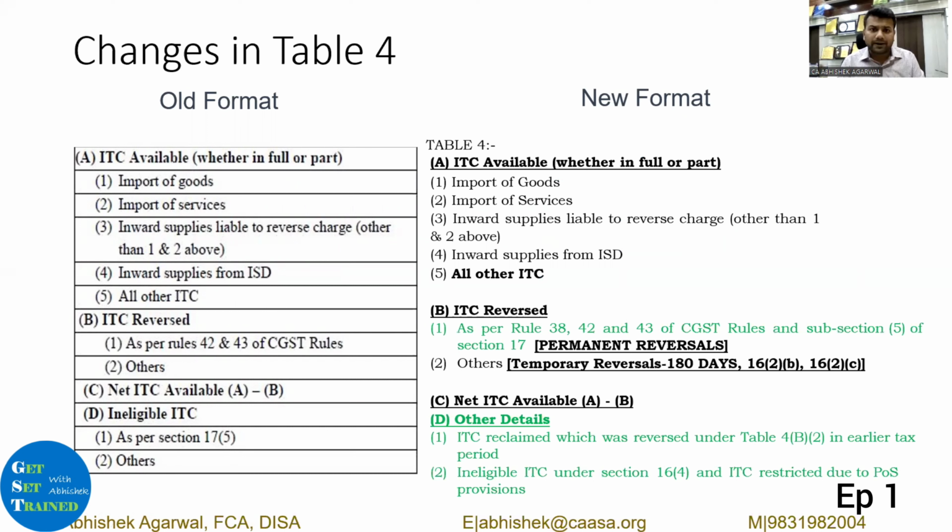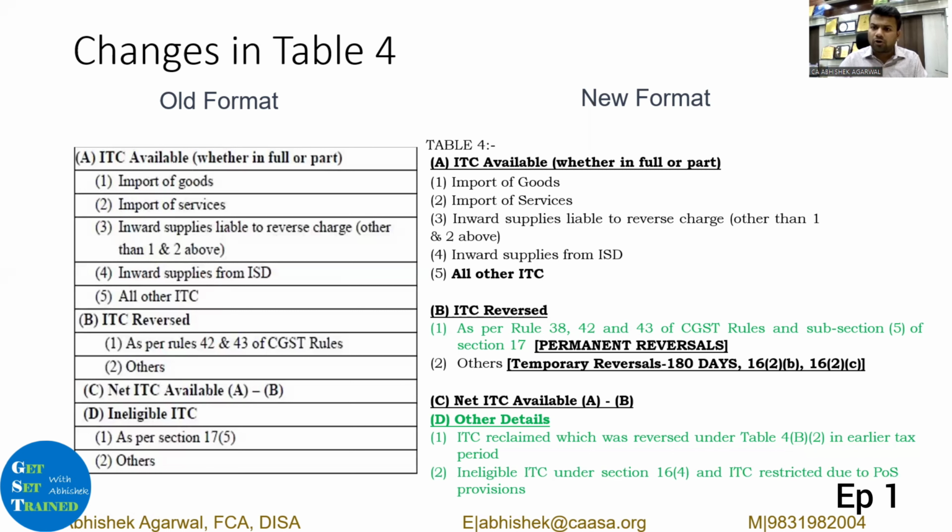If we compare part by part, table 4 sub-part A contains 1, 2, 3, 4, 5. The first items seem to be the same: 4A, ITC available, import of goods, import of services, inward supplies from ISD. All this will be the same. All other ITC is something very important in this new table. In this new table, all other ITC will have figures as per GSTR 2B or as per your calculation, whichever is higher. I will explain this with an illustration also.